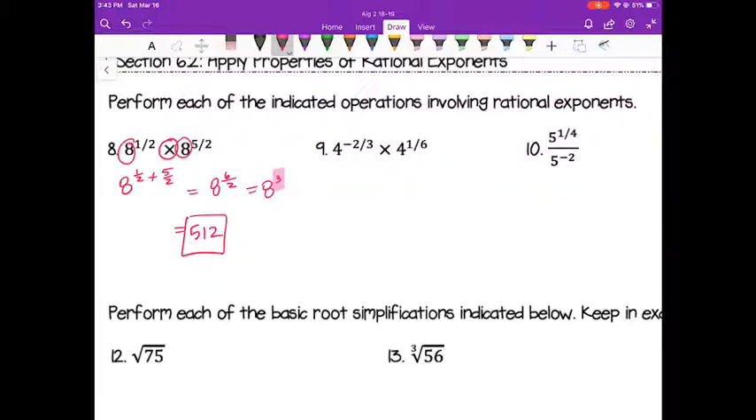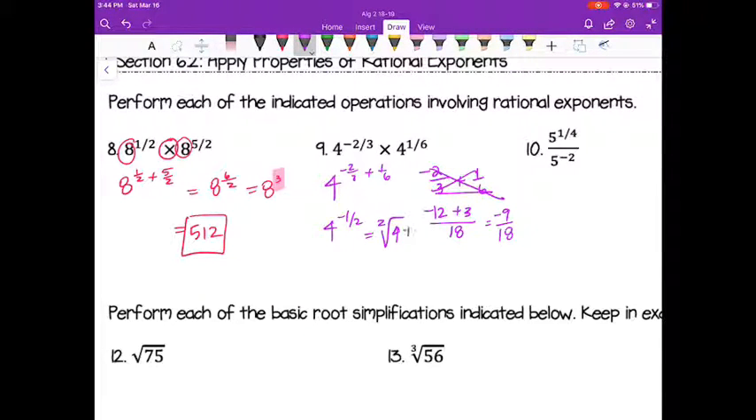Number 9, same idea. We've got the same base, so we're going to add our exponents. 4 to the negative 2/3 plus 1/6, and that's something I'll do off to the side. Now you can either get your common denominator or you can zip, zap, zoom. If I zip, zap, zoom, I've got negative 12 plus 3 over 18. Negative 12 plus 3 is negative 9 over 18. That's negative 1/2. 4 to the negative 1/2, well, that's really just the square root of 4 to the negative 1st, which is the square root of 1 over 4, which is 1/2.